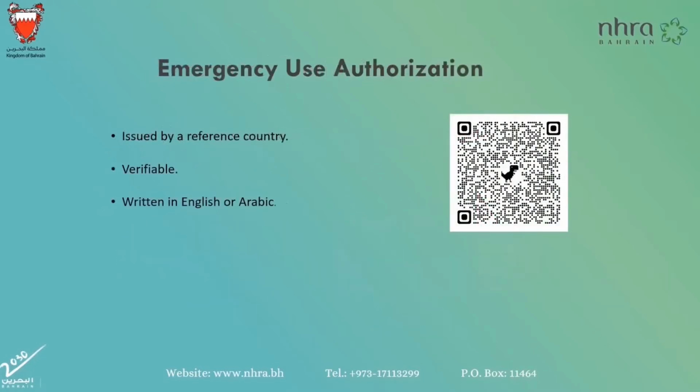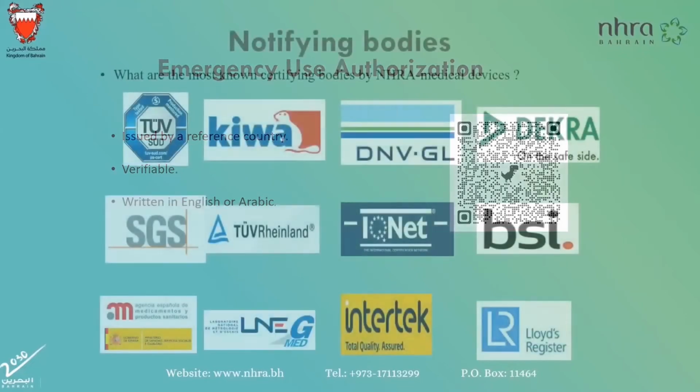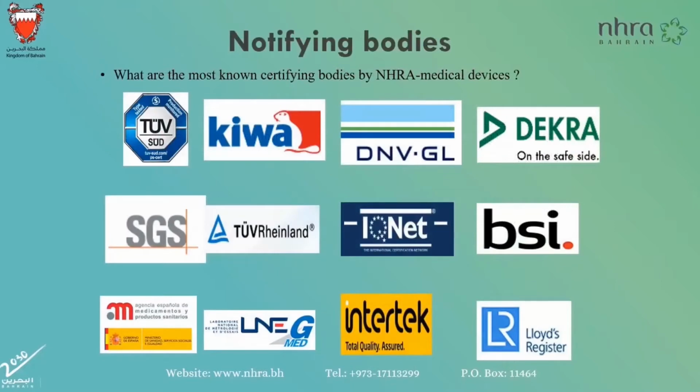The Emergency Use Authorization, which is a new supportive document, we accept only for the COVID-related shipments, but it must be issued by a reference country, and you can see the list of reference countries by scanning the QR displayed. Also, the document must be verifiable and written in either English or Arabic. And here are some examples of the most known certifying bodies by NHRA.